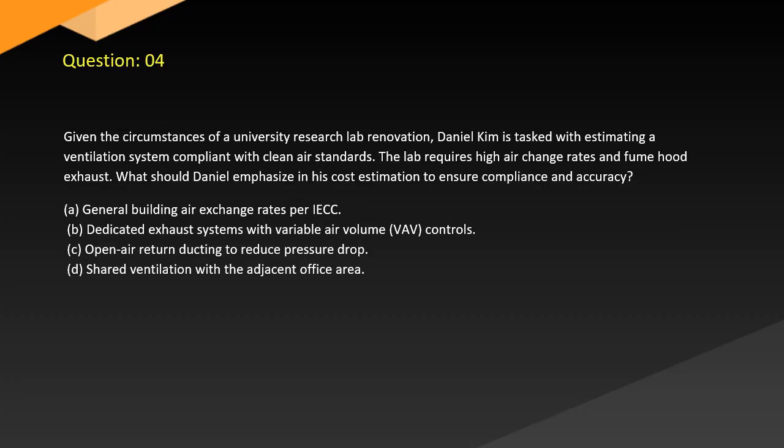Question 4. Given the circumstances of a university research lab renovation, Daniel Kim is tasked with estimating a ventilation system compliant with clean air standards. The lab requires high air change rates and fume hood exhaust. What should Daniel emphasize in his cost estimation to ensure compliance and accuracy? A. General building air exchange rates per IBC. B. Dedicated exhaust systems with variable air volume, VAV, controls. C. Open air return ducting to reduce pressure drop. D. Shared ventilation with the adjacent office area.